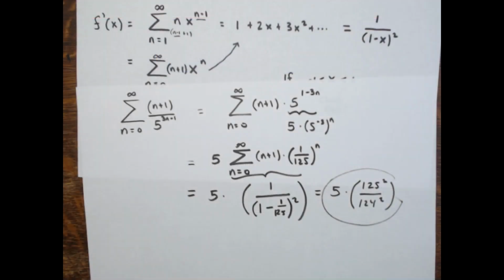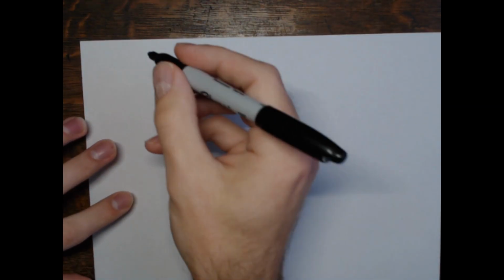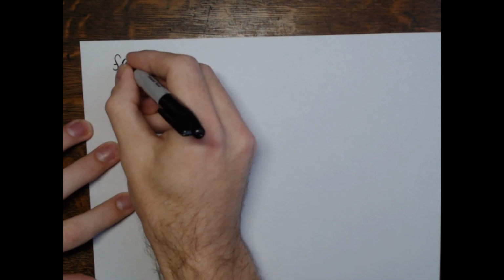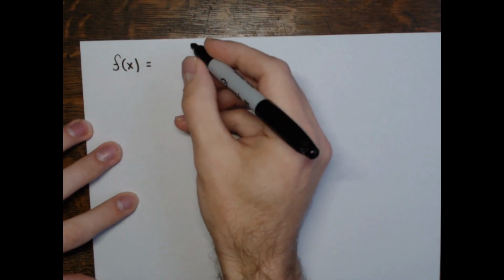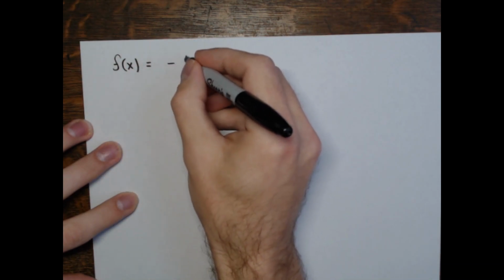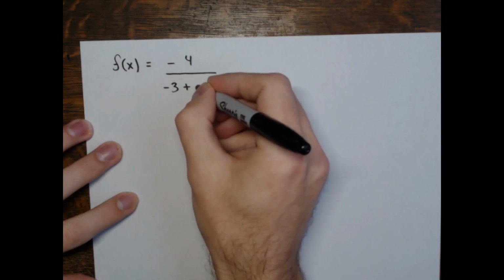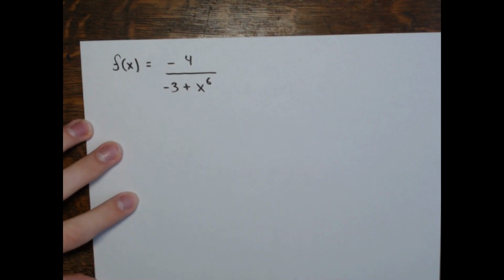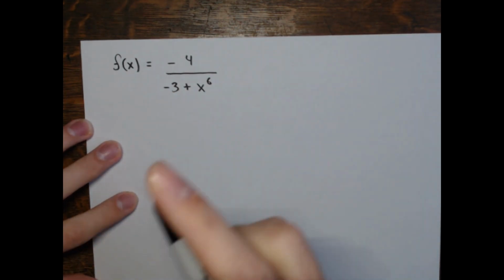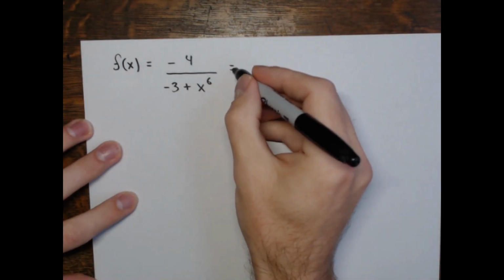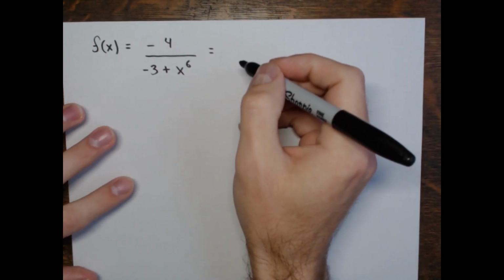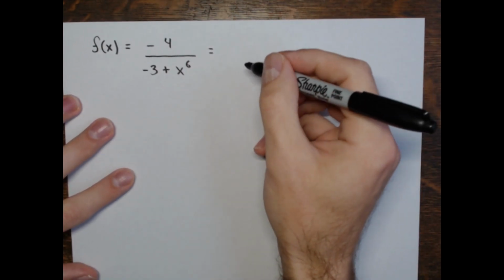So I'll write this function up and put out a series representation for it. The function we're given here is -4 divided by -3 plus x to the 6th. I'm going to express this as a power series and write the interval of convergence for that series.